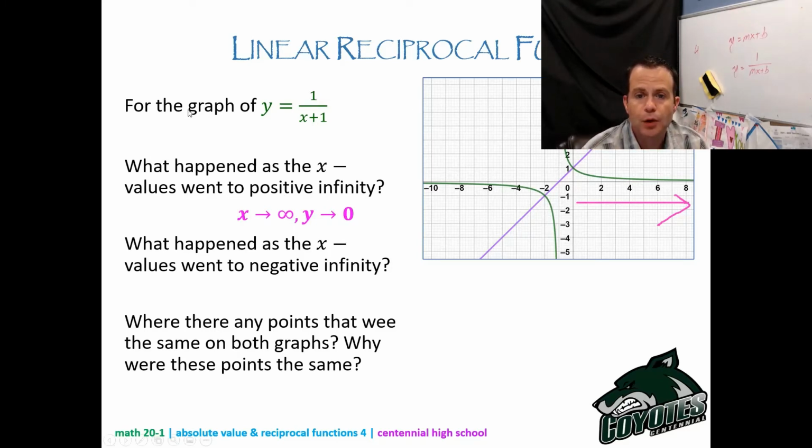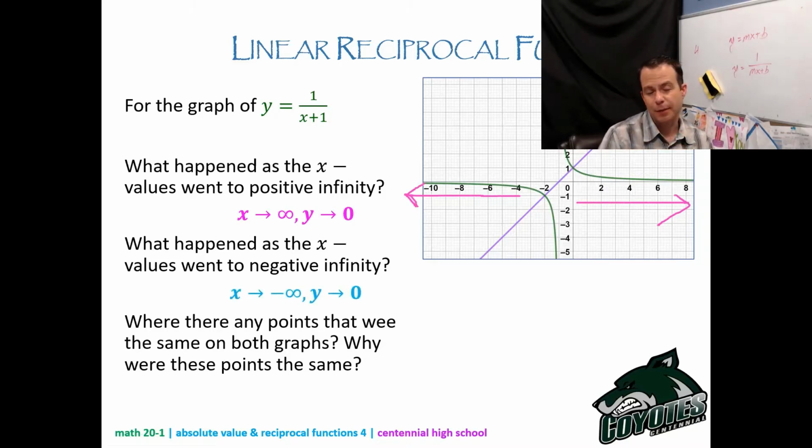What happened as the x values went to -infinity? Similar conversation. Now I'm heading in this direction, going to -infinity. Again, the values are rising, rising, but they're leveling off, and they also are approaching 0. So we would say as x approaches -infinity, y approaches 0.